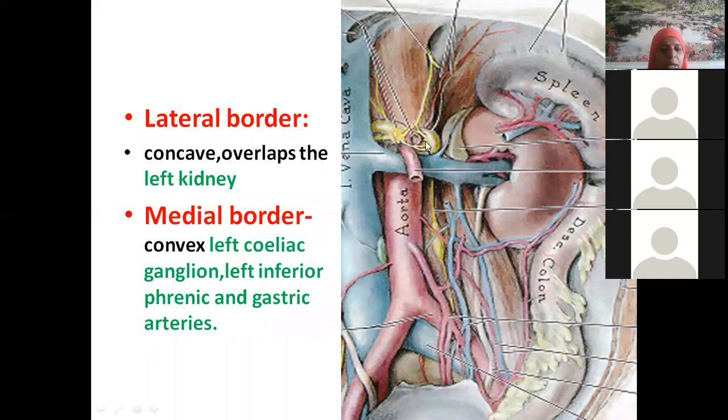Then the left inferior phrenic and gastric arteries. See, this is the inferior phrenic artery, the very first branch of the abdominal aorta, which goes and supplies the diaphragm. The gastric arteries are actually not seen here. So the medial border is related to the left celiac ganglion, then the left inferior phrenic artery and gastric arteries also.